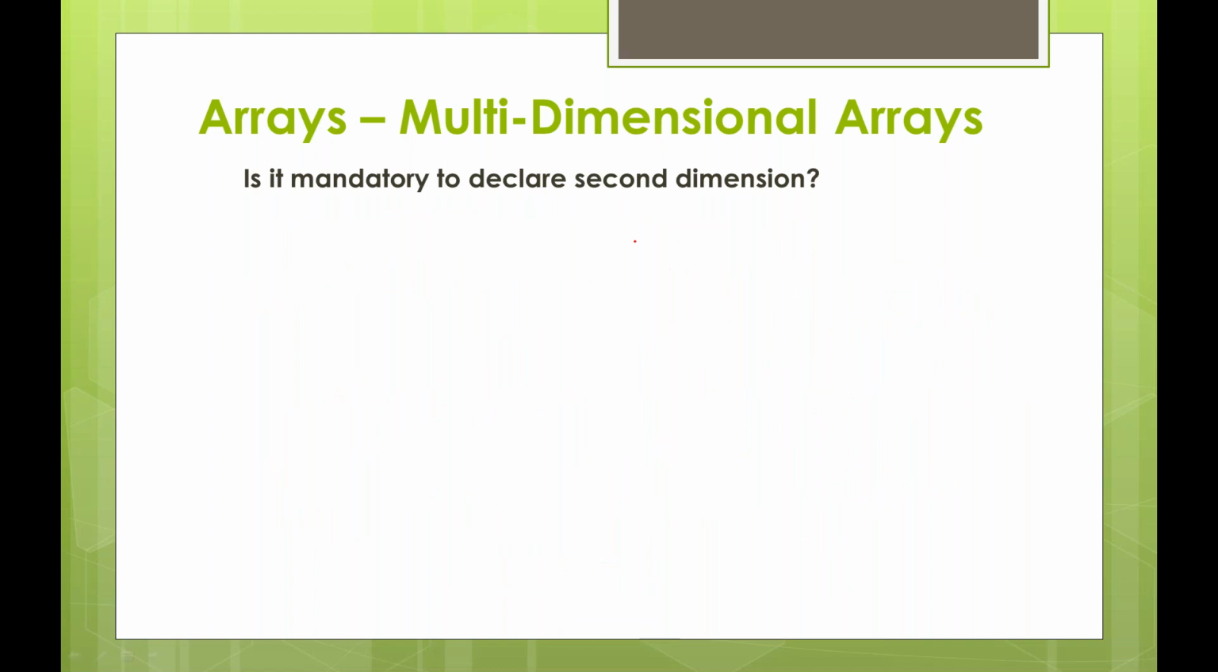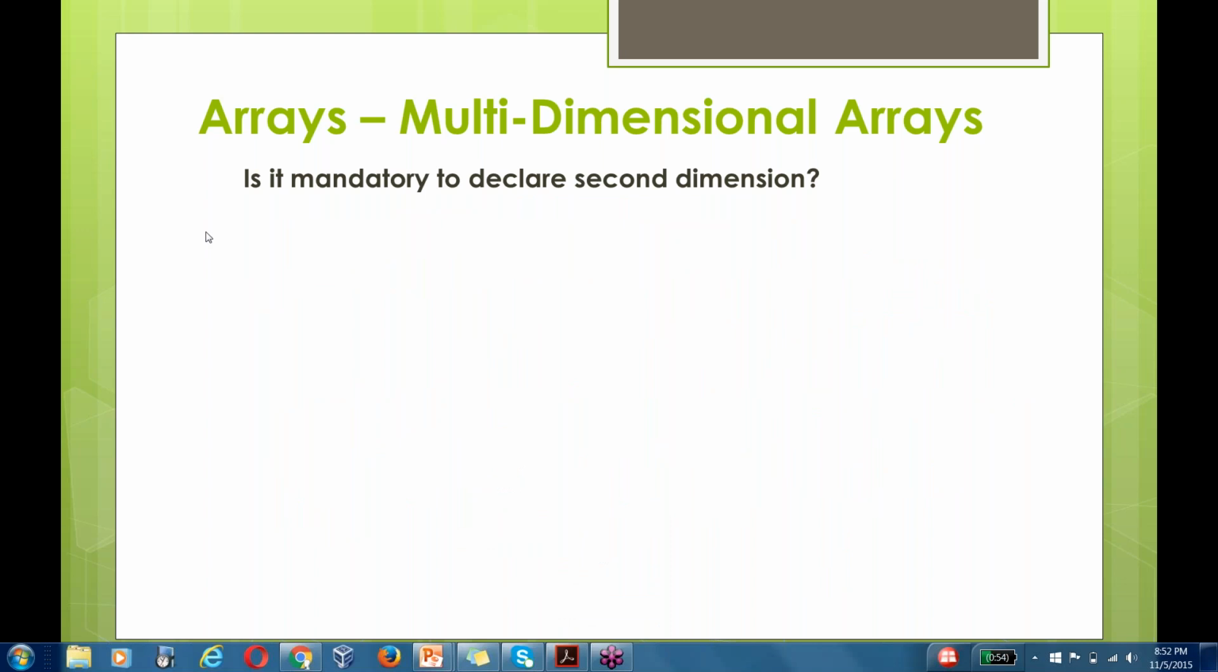Yeah, actually, I didn't understand the concept of the two-dimensional array without initializing the column. Can you explain that to me?